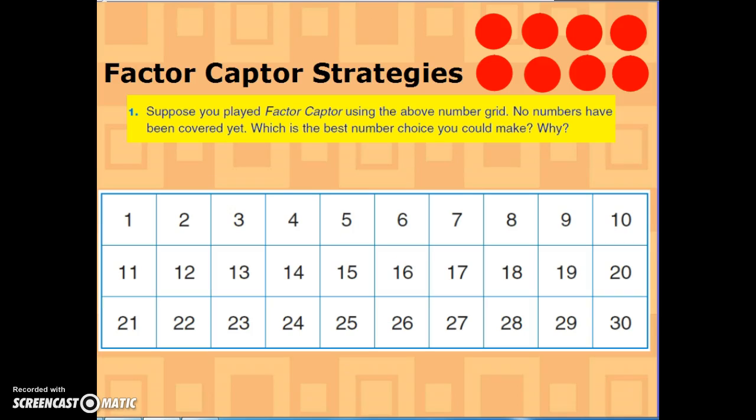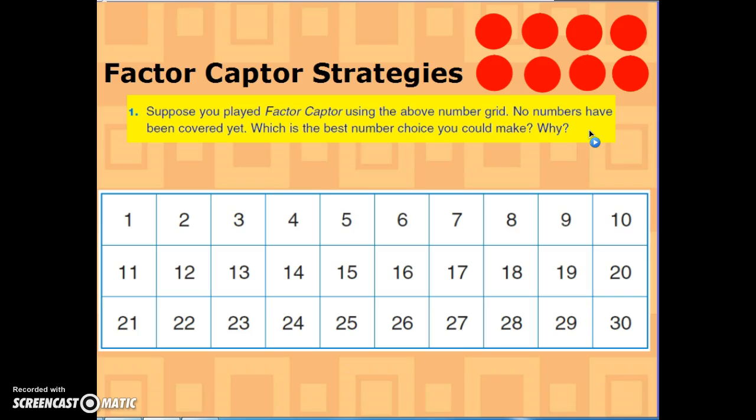We're also going to look at the game Factor Captor. You may have played this already, and we need to think about prime numbers when we play this game, because prime numbers only have two factors, 1 and the number itself, and that makes it difficult for your partner to score points. So scenario number 1 says, suppose you played Factor Captor using the above number grid.